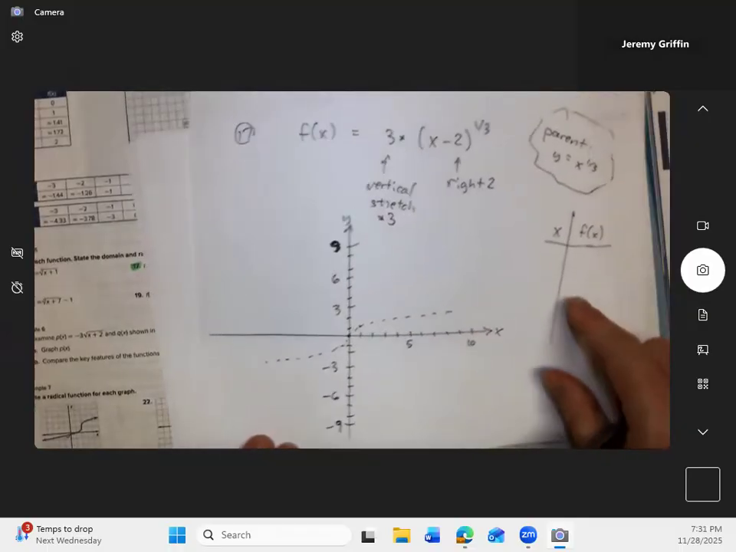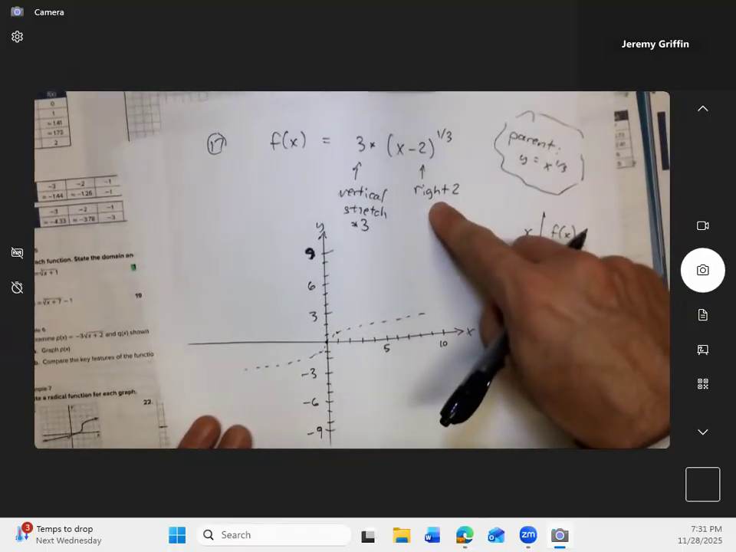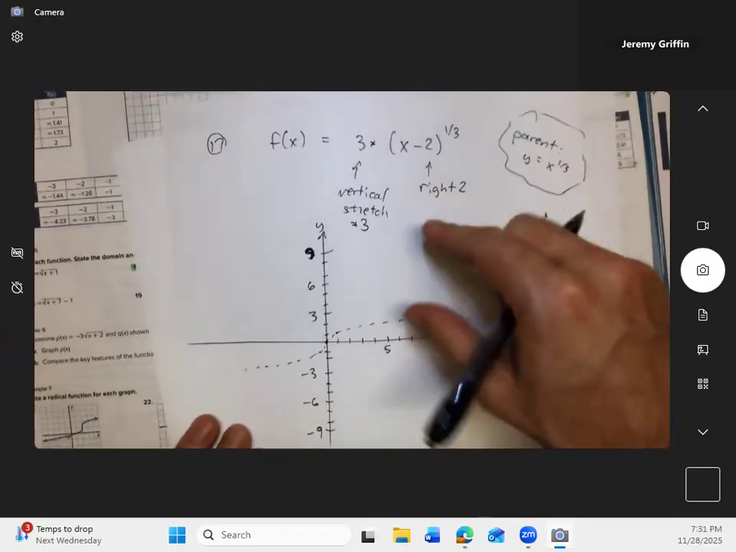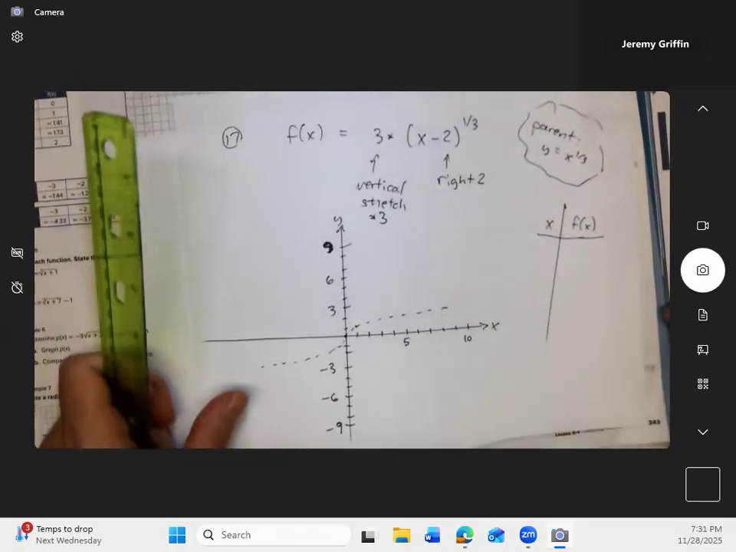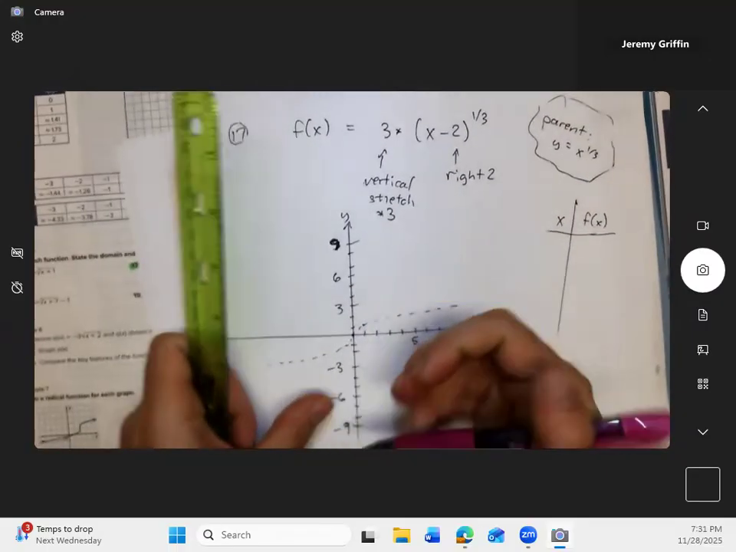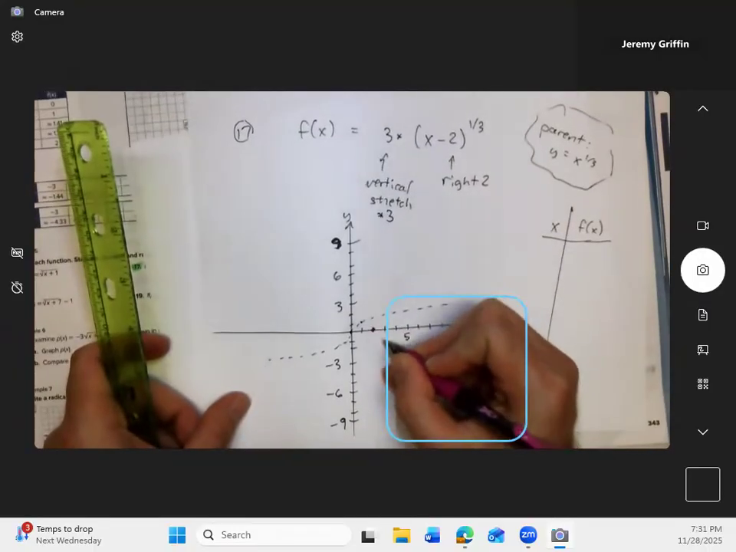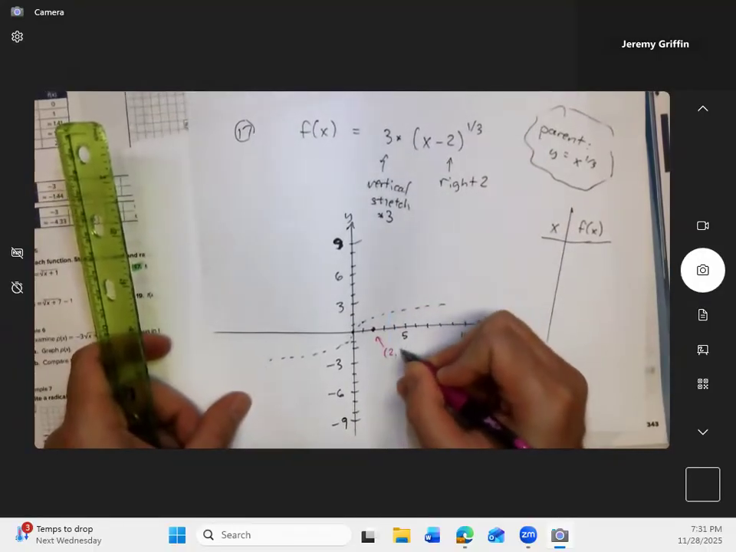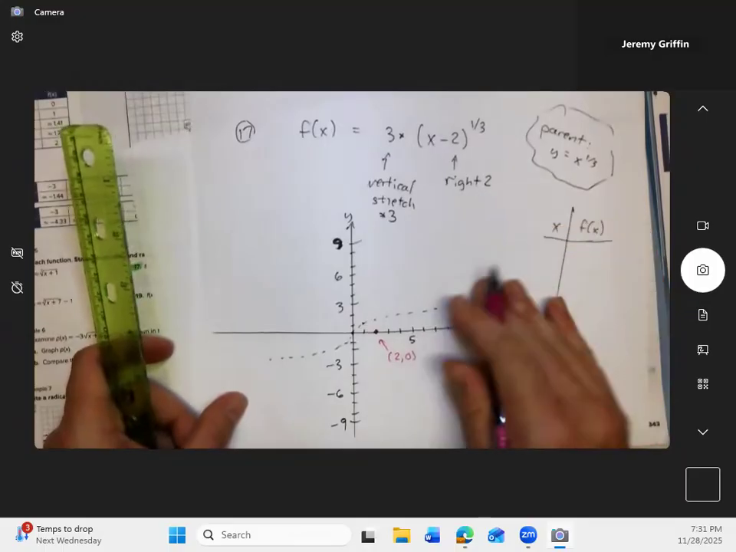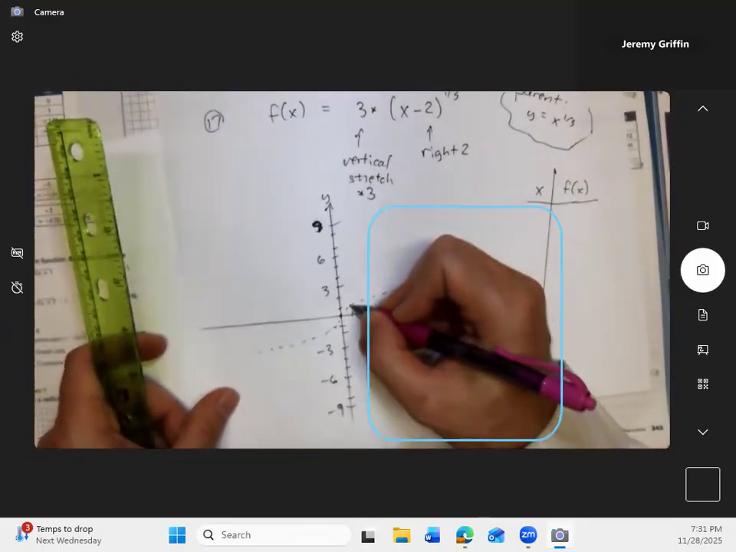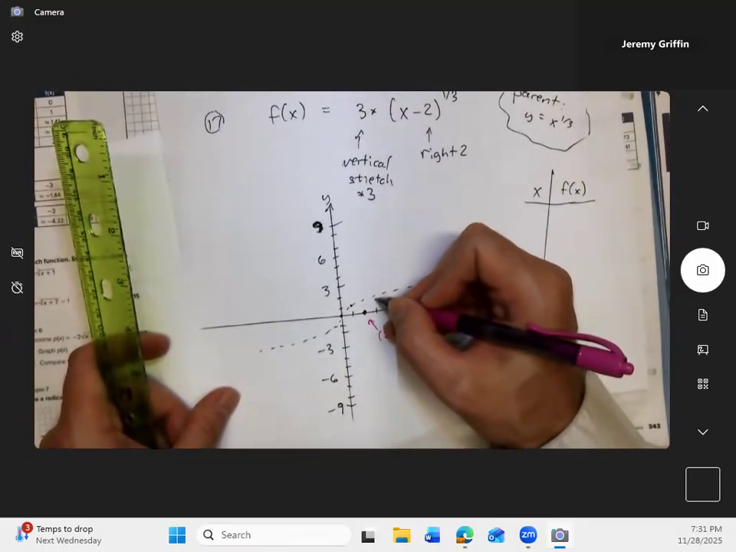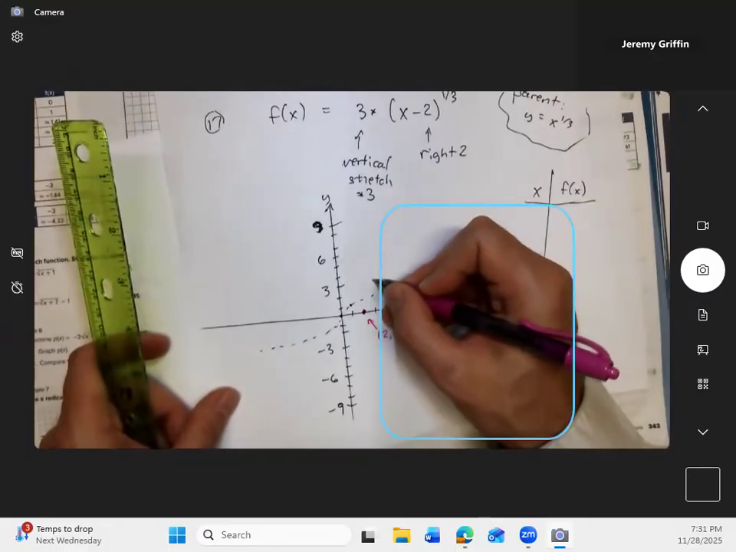Okay. Now, relative to that, I said, let's go to the right 2 and then stretch the whole thing vertically by a factor of 3. So to the right 2, we take the 0, 0 point and put it right here at the point 2, comma 0. That's right 2. Okay. What about 1, 1? Well, that also goes right 2, but then it gets vertically stretched 3. That's the point.